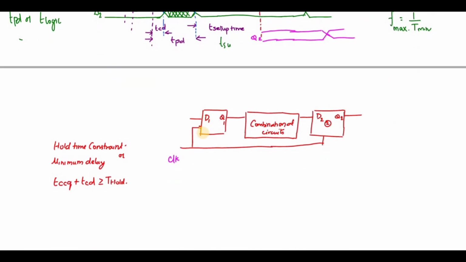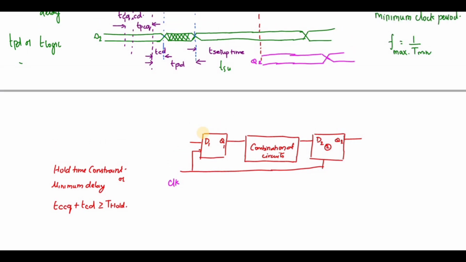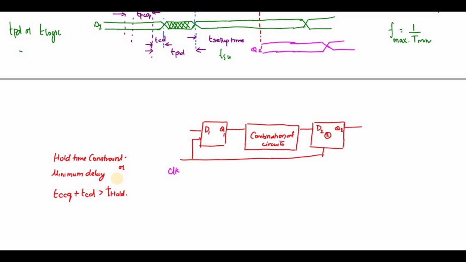Therefore the hold constraint must be: TCCQ, that is the contamination delay of the register, plus the contamination delay of the combinational circuit, must be greater than or equal to T hold. This is my hold time constraint. It is also called the minimum delay constraint. This is ideal when the clock is balanced.